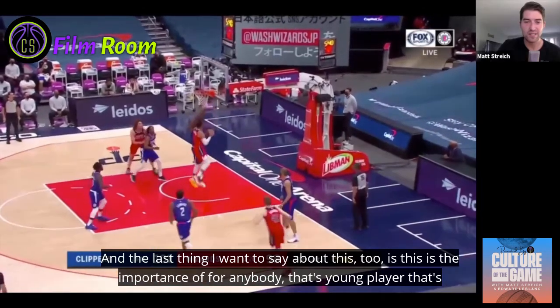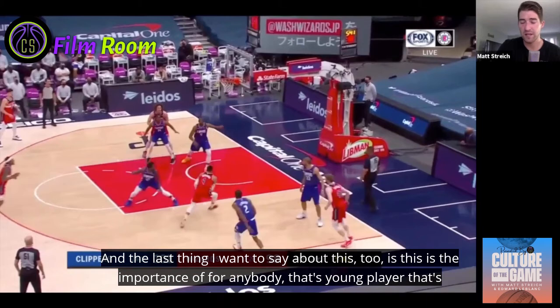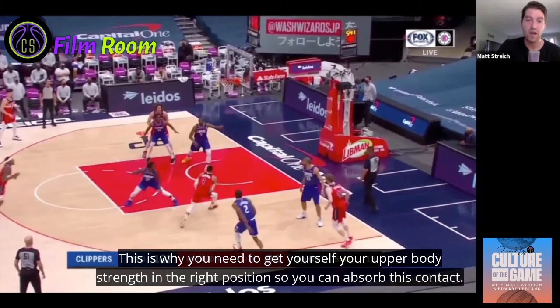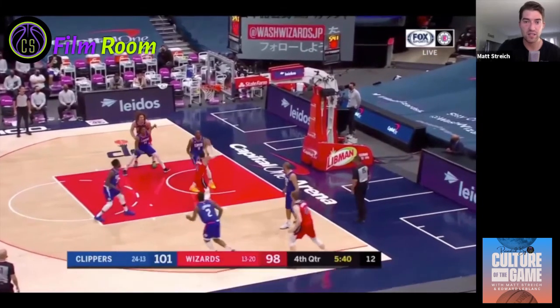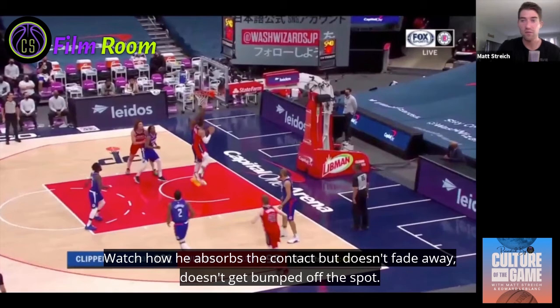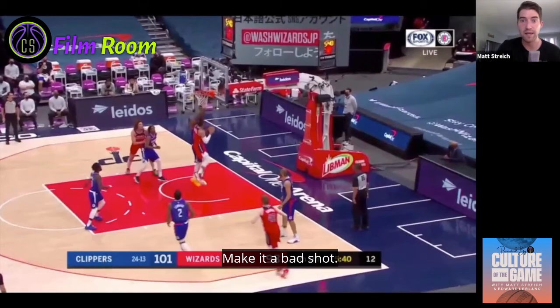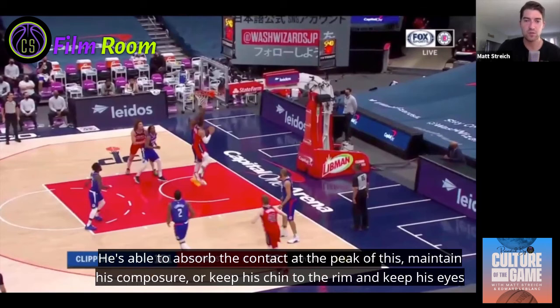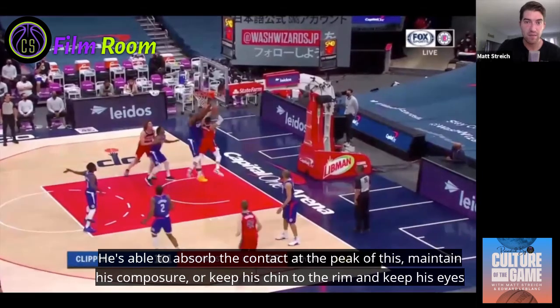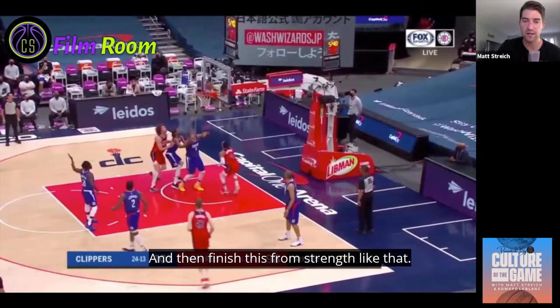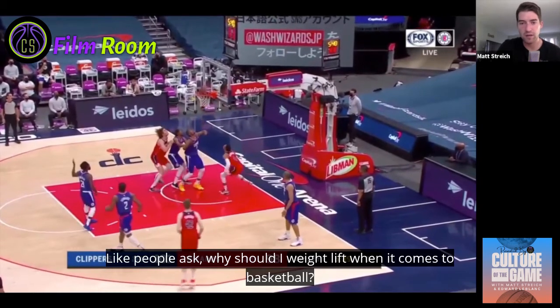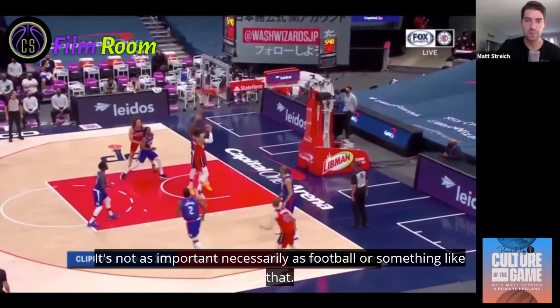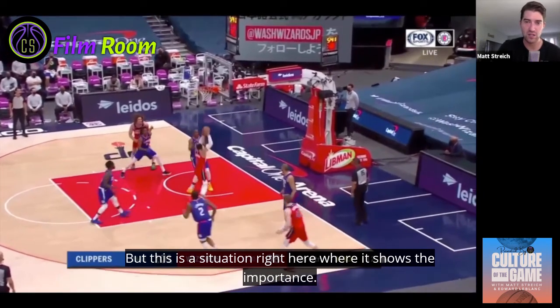And the last thing I want to say about this too is, for anybody that's a young player that's watching this or listening to this, this is why you need to get yourself your upper body strength in the right position, so you can absorb this contact. And watch how he absorbs the contact but doesn't fade away, doesn't get bumped off the spot and make it a bad shot, and then just hope that he's going to get bailed out by the referee. He's able to absorb the contact at the peak of this, maintain his composure, keep his chin to the rim, keep his eyes on the target, and then finish this with strength. People ask, like, why should I weightlift when it comes to basketball? It's not as important necessarily as football or something like that, but this is a situation right here where it shows its importance.